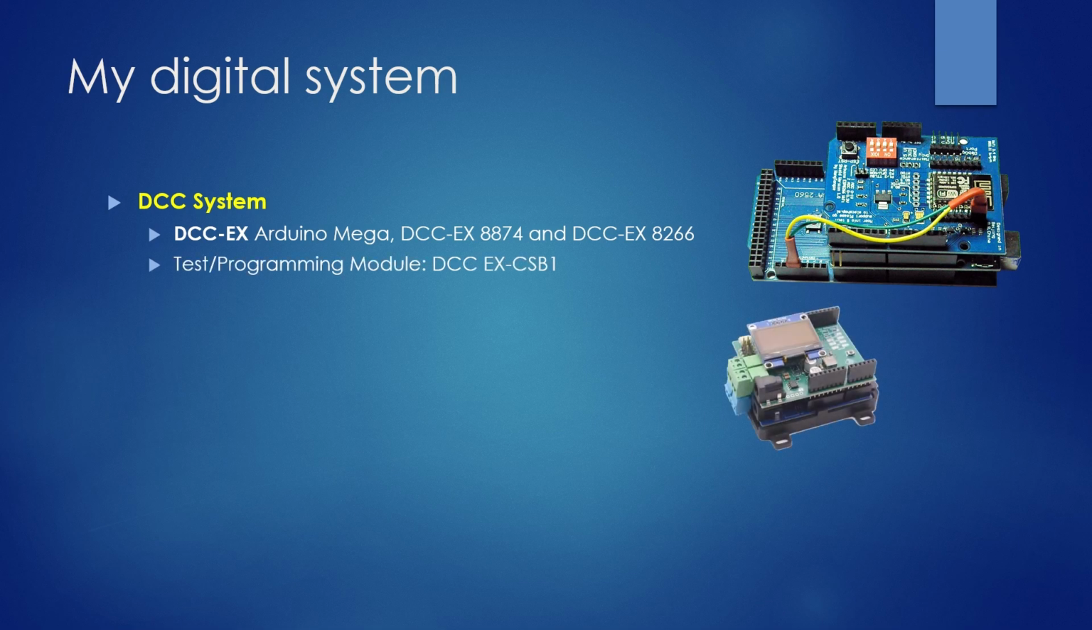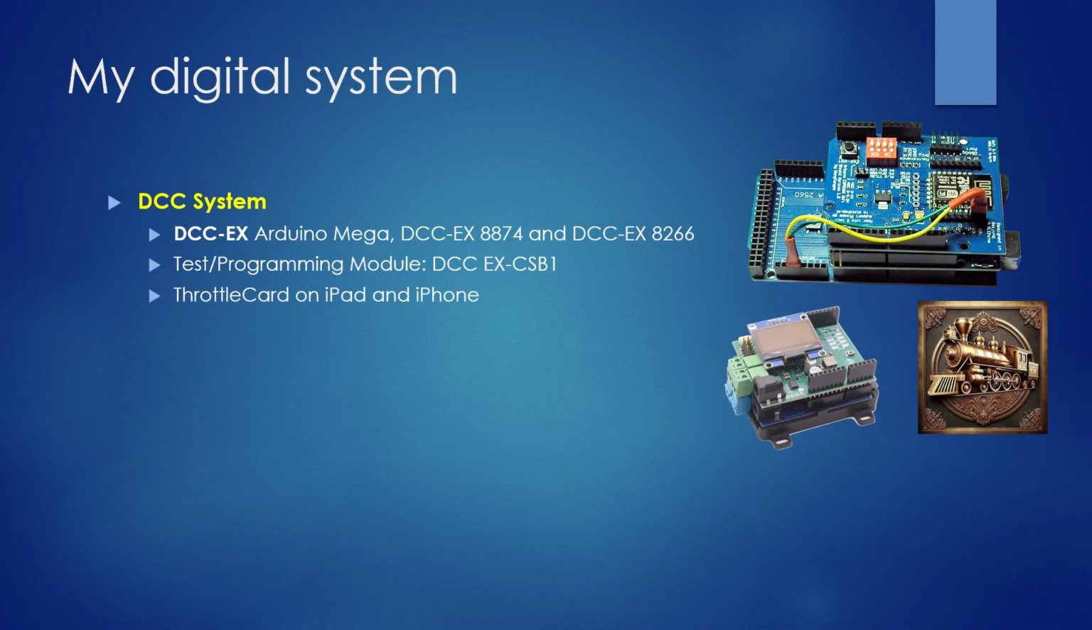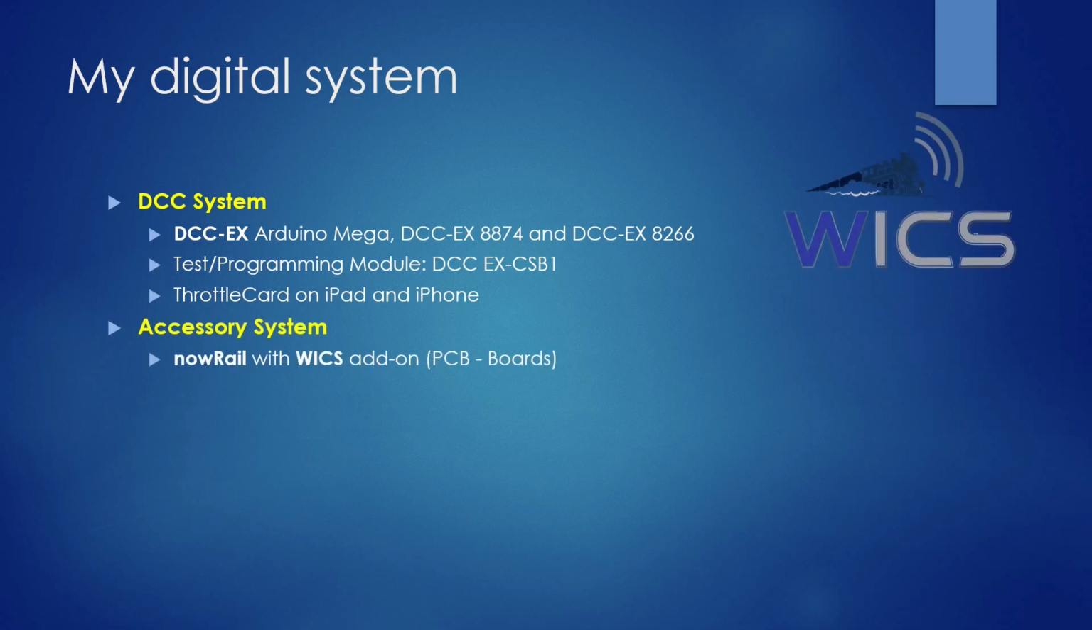The DCC-EX CSP1 is an ESP32 based all-in-one ready-to-run command station. I will use that for my test programming module. As a throttle, I'm using the new throttle card version 3 on my iPad. To control my accessory, I will use NowRail together with WICS Boards. Wireless, short cable, easy to install on the layout.